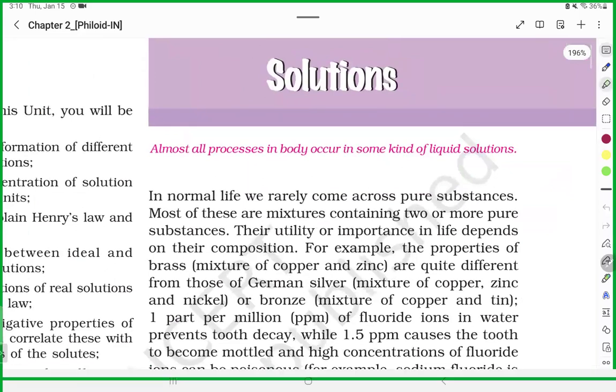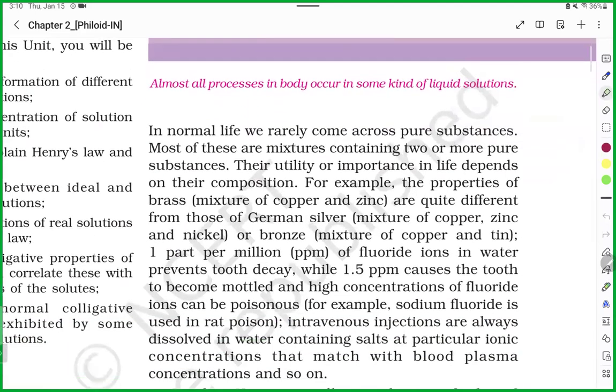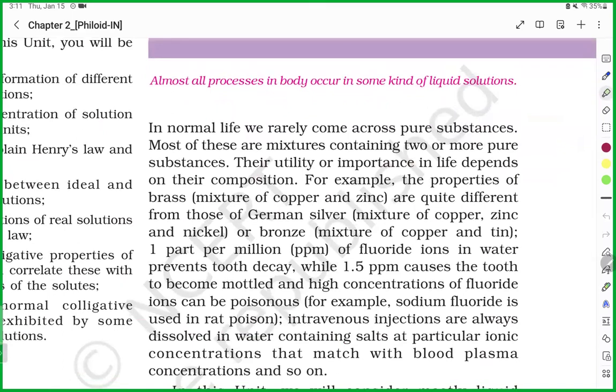A mixture of two or more compounds, correct? Homogeneous mixture of two or more compounds. Examples, these examples are important. Brass. Brass is made up of copper and zinc, and German silver, though in name it contains silver, but it has copper, zinc, and nickel, and bronze, copper and tin. So these two are interesting.